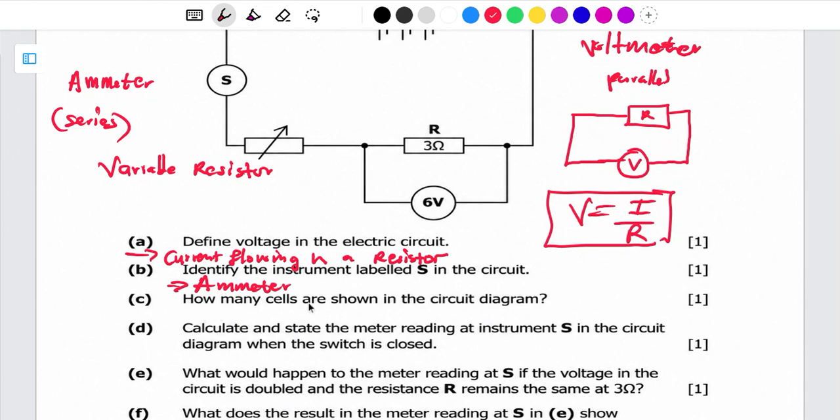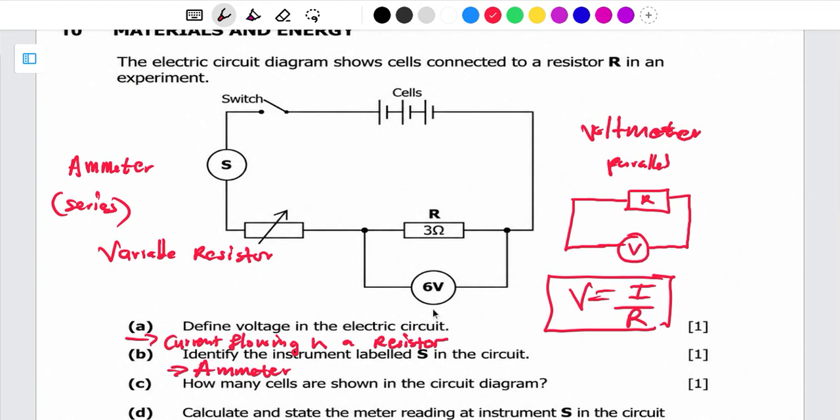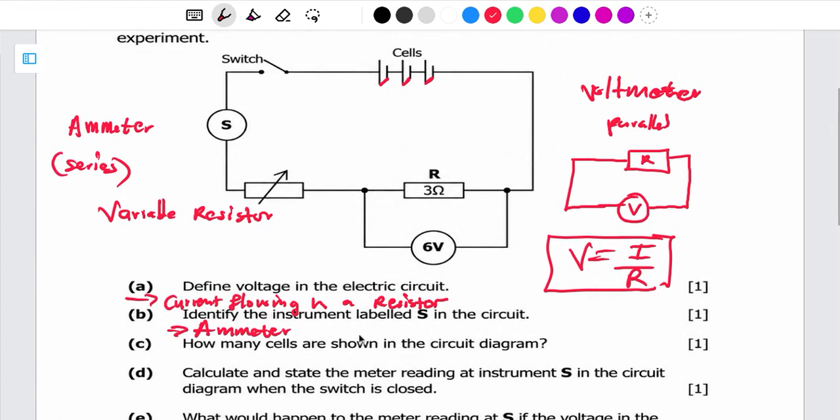Then how many cells are shown in the circuit diagram? For the number of cells, the way we count them, you count these parallel lines, a smaller one and the bigger one. The bigger one and the smaller one make one cell. So this one and this one make one cell. This one and this one make one cell. This one and this one make one cell. So how many cells do we have? We have 3 cells.